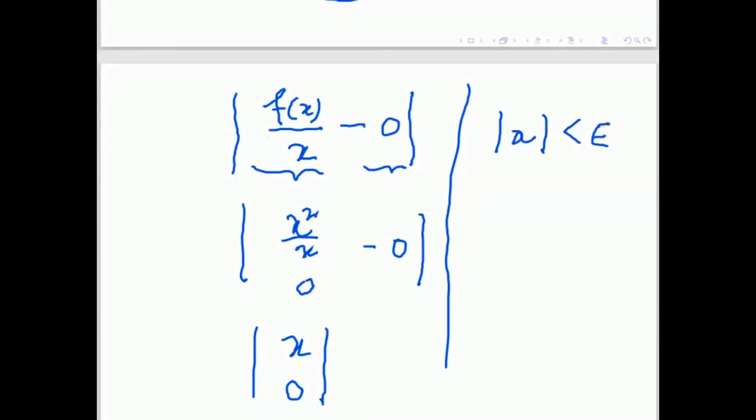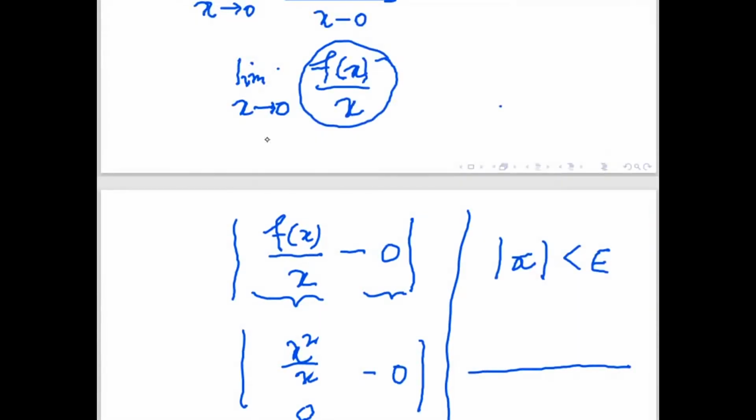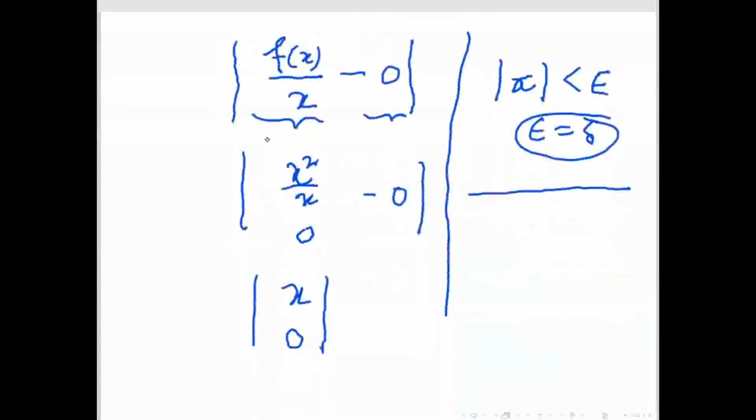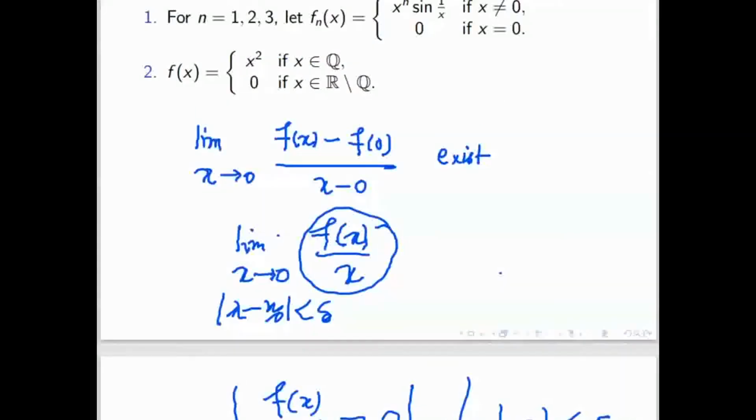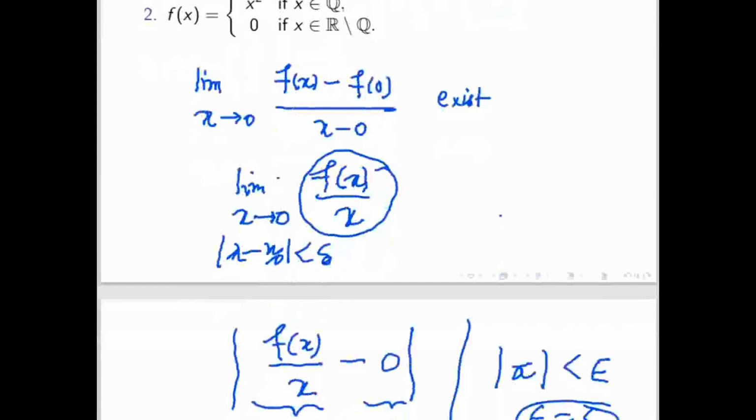So can you tell me what the delta will be? See here, mod of x minus x naught is less than delta, and x naught is 0, so delta equals epsilon. That means this limit will be 0 in that case. When it is 0, then definitely we know 0 is less than epsilon, which is a positive quantity, so it is always satisfied for whatever delta you choose. That means this holds for both cases by using the epsilon delta definition. So this function is differentiable at 0, and it is continuous also at 0. Is it okay?